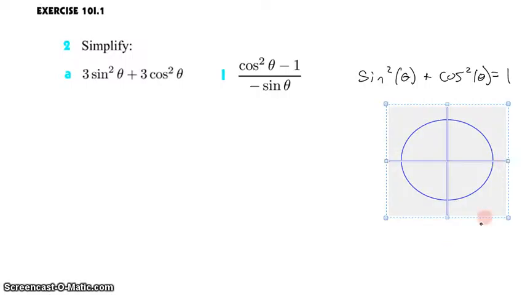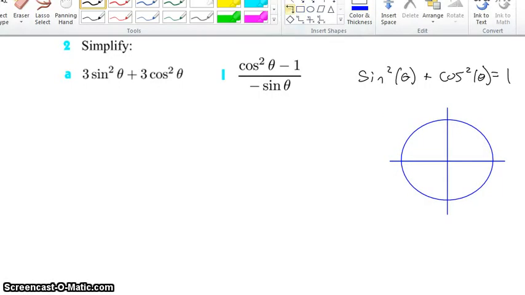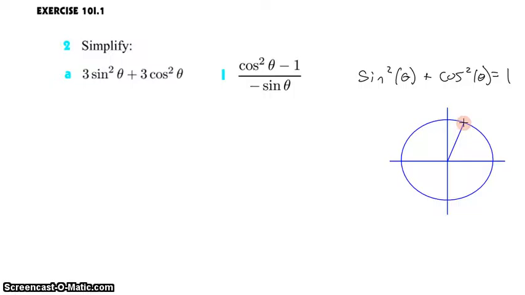If we take an arbitrary angle on the unit circle, some arbitrary angle theta, and look at the vertical component, the horizontal component and the hypotenuse: because this is the unit circle, the hypotenuse has to be the radius of the circle, which is 1. The vertical component is going to be the sine of theta, and the horizontal component is going to be the cosine of theta.